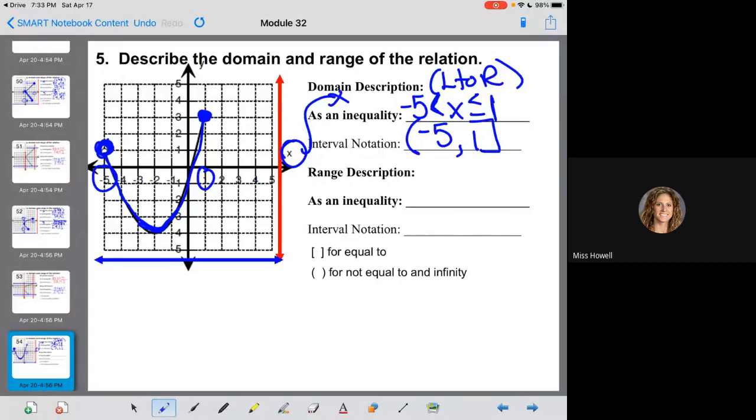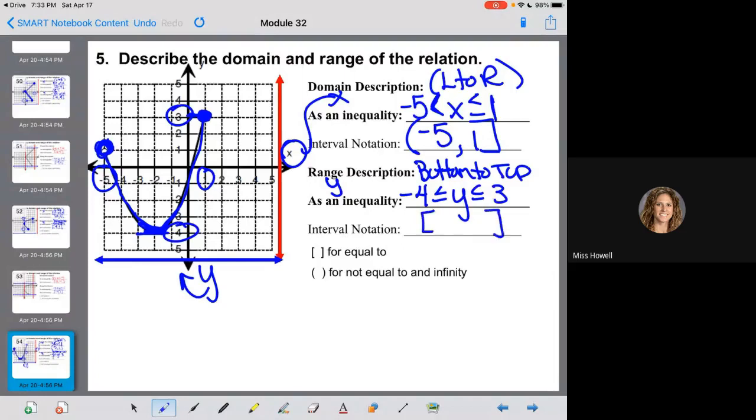All right, let's do bottom to top. That's our y, called our range. Our lowest spot is right here at -4. We're trying to get our range, so we need things from this y-axis. Our highest is at 3. At this bottom it's a solid circle, and at this top it's a solid circle, so everything's included. -4 is less than or equal to y, which is less than or equal to 3. Brackets now on both sides, -4 and 3.